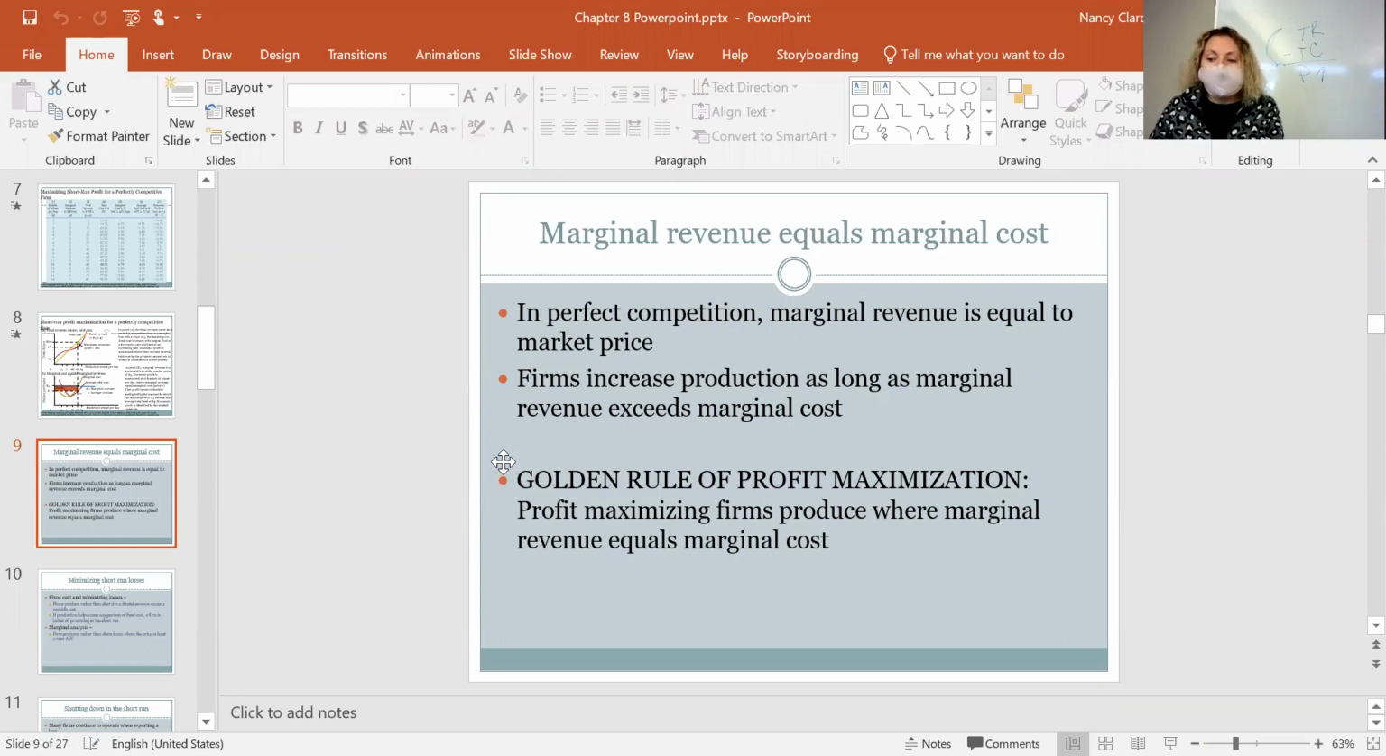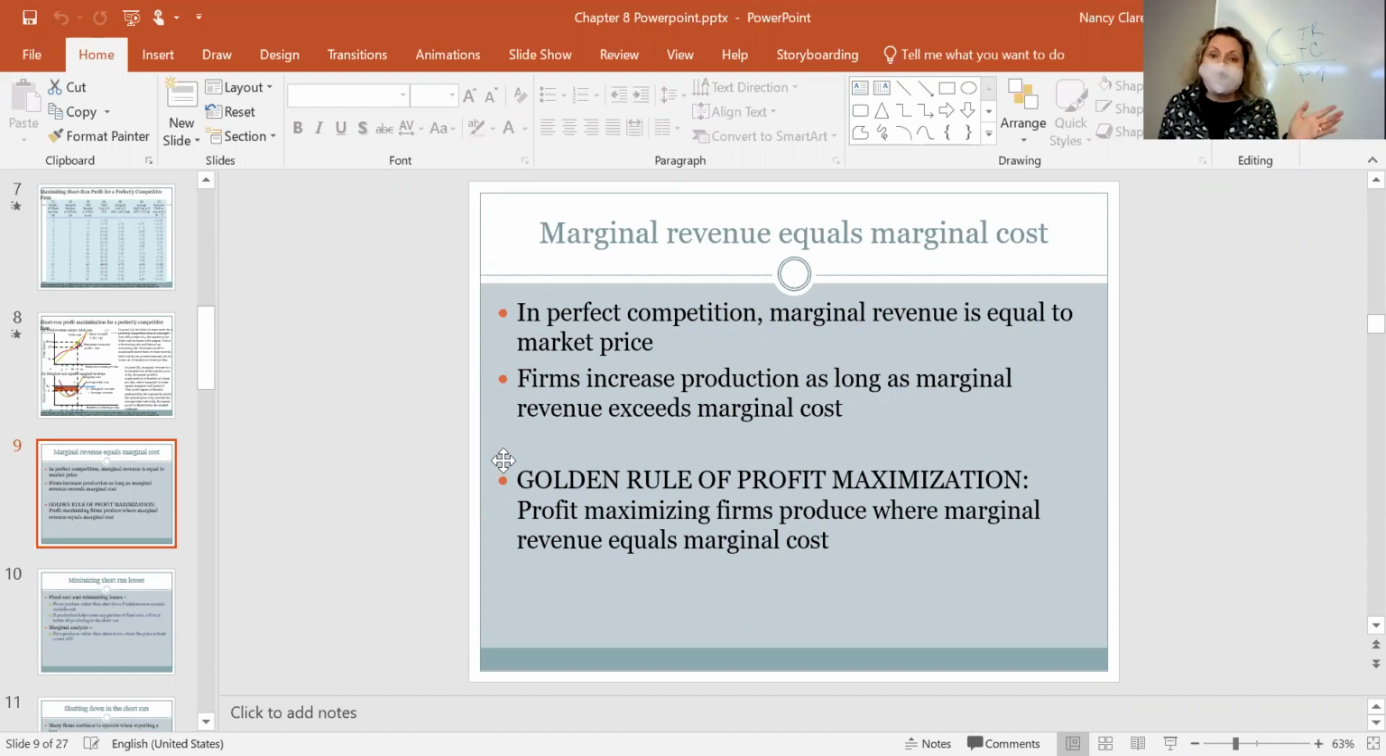Firms find their profit maximizing quantities, their profit maximizing level of production, where marginal revenue equals marginal cost. We're going to graph marginal revenue. You already graphed marginal cost. It is the physical intersection of those two lines on a graph that helps you go down to the x-axis and identify the quantity you should produce in order to find that profit maximizing level of production.